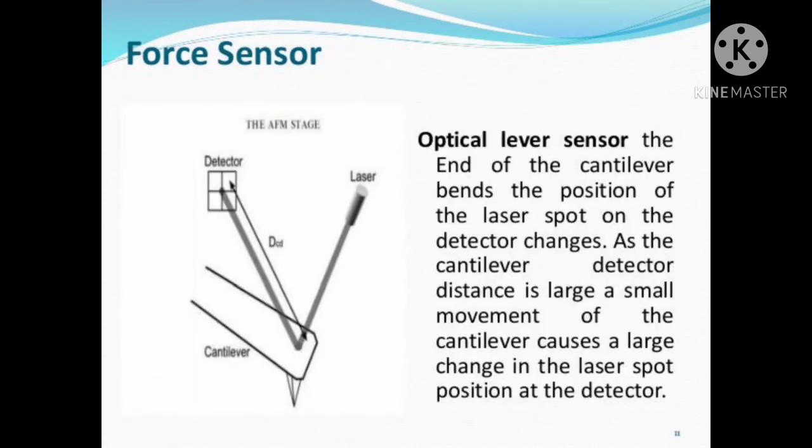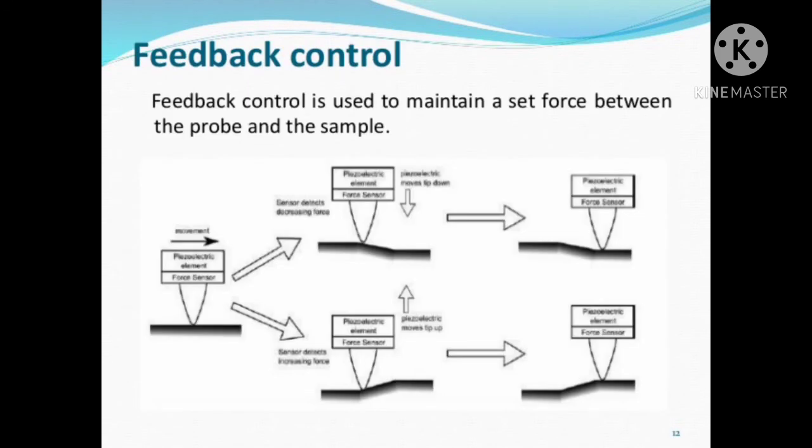Next is the force sensor, the optical lever sensor. As the end of the cantilever bends, the position of the laser spot on the detector changes. As the cantilever-detector distance is large, a small movement of the cantilever causes a large change in the laser spot position at the detector. Next is feedback control. Feedback control is used to maintain a set force between the probe and the sample.